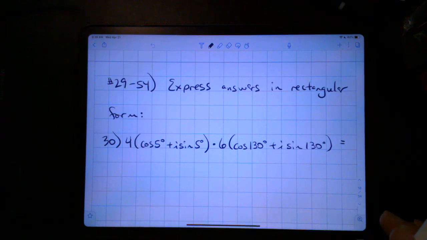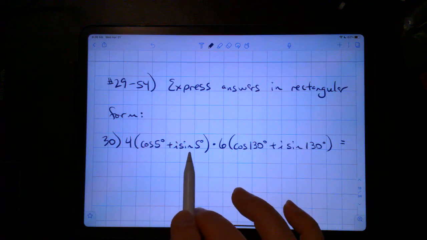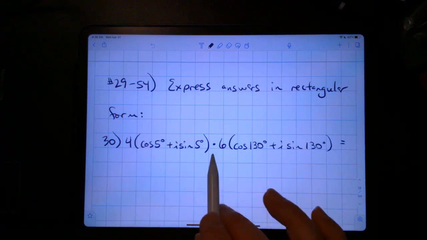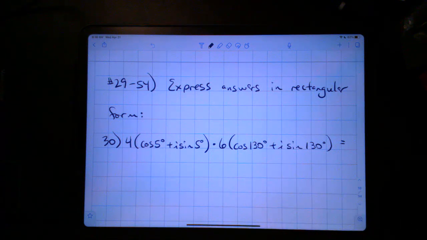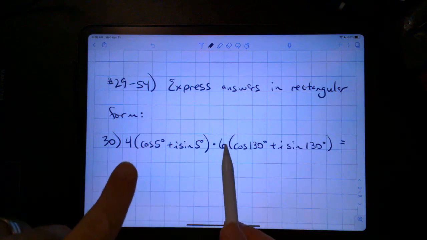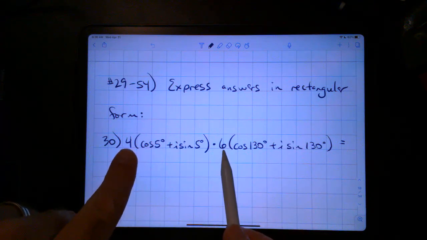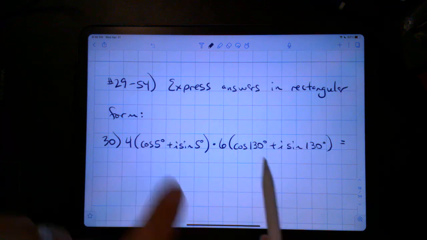Hello. So here we need to express answers in rectangular form. We have 4 times cosine of 5 degrees plus i sine of 5 degrees, all of that times 6 times cosine 130 plus i sine 130. When you're multiplying, you multiply the modulus, and because we're multiplying, you add the arguments. Let me show you.